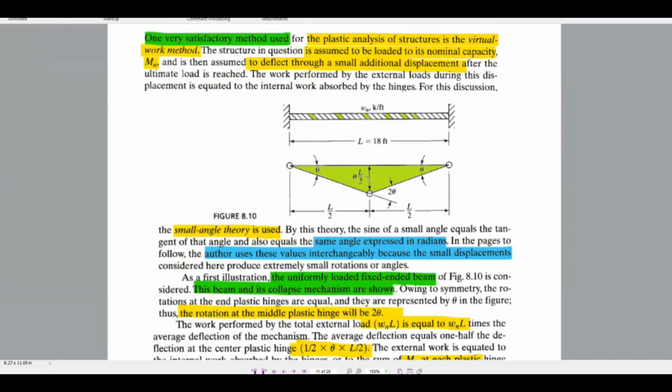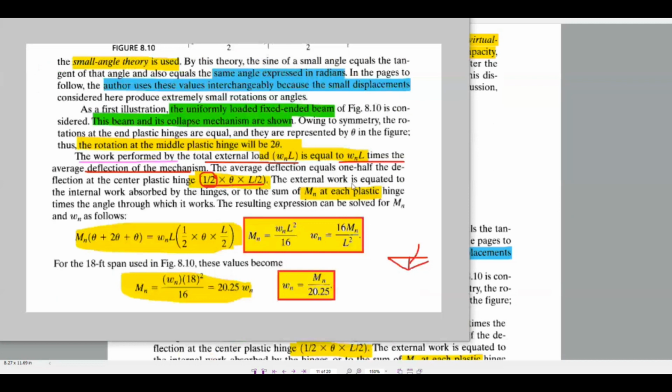So the average deflection is 1/2 times theta into L/2. The external work done is equal to the internal work absorbed by the hinges. Internal work means the nominal moment capacity at each plastic hinge times the angle through which it works. So for example, this is the theta.